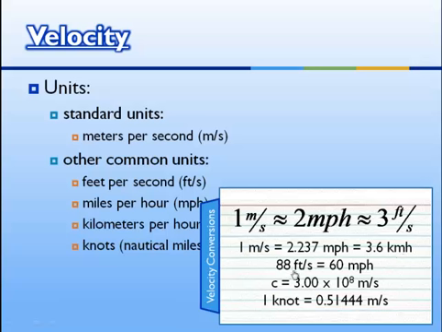Underneath here is another very useful exact conversion. 88 feet per second is exactly 60 miles per hour. Here, this is the speed of light, not specifically a conversion factor per se, but a pretty important number to know nonetheless. And underneath here is an exact conversion for knots. A knot is about half of a meter per second.